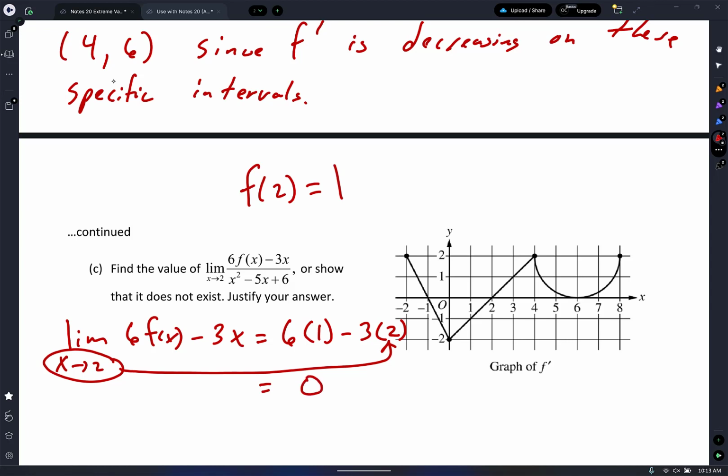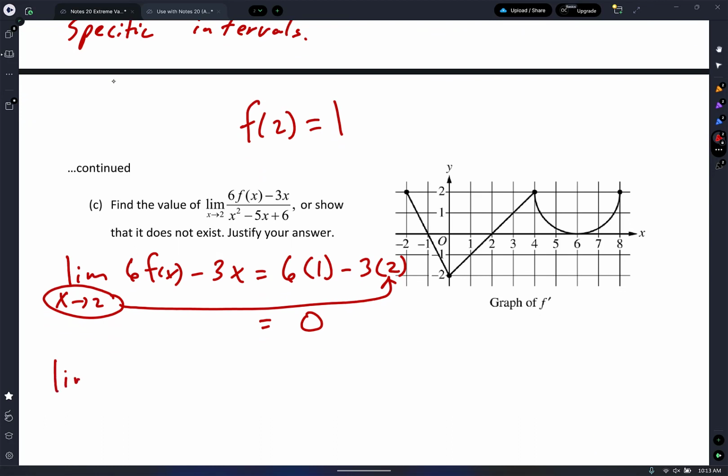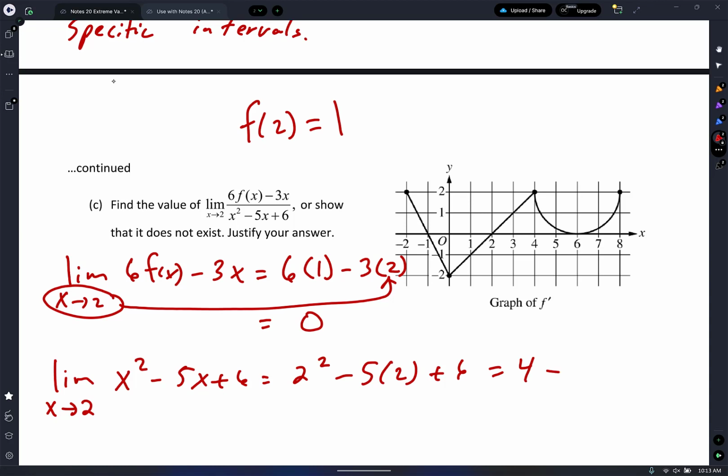Okay, I'm going to check the denominator because something funny might happen if I get 0 over 0. What can I use if I get 0 over 0? Yeah, let's see if I get that. So I'm going to substitute 2 into x squared minus 5x plus 6. And let's see, 2 squared minus 5 times 2 plus 6. 2 squared is 4. 4 minus 10, that's negative 6, plus 6, that is definitely 0.